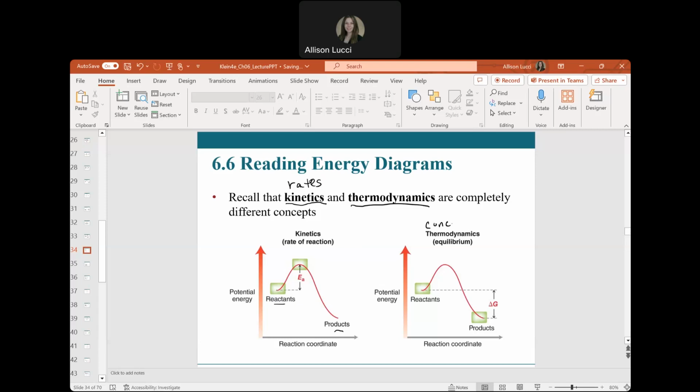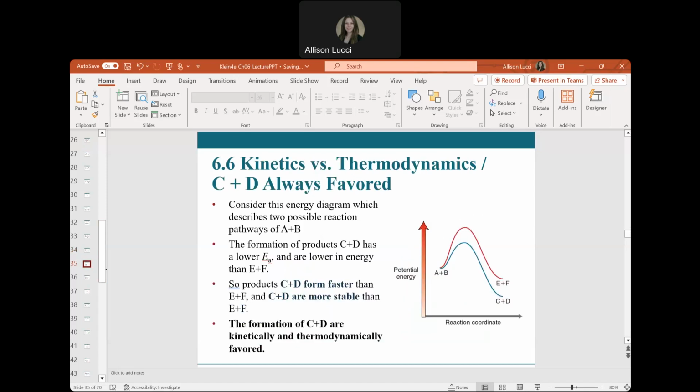So this has to do with, like I mentioned, concentrations of products to reactants at equilibrium, and also just in general, the relative stability. And we find our comparison with kinetics based on the activation energy. Whereas when we talk about thermodynamics, we're going to compare delta G values. So let's take a look at this energy diagram here.